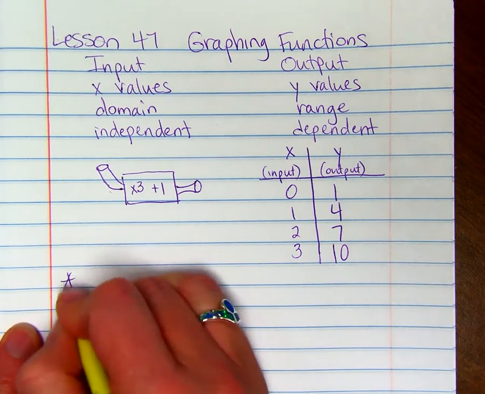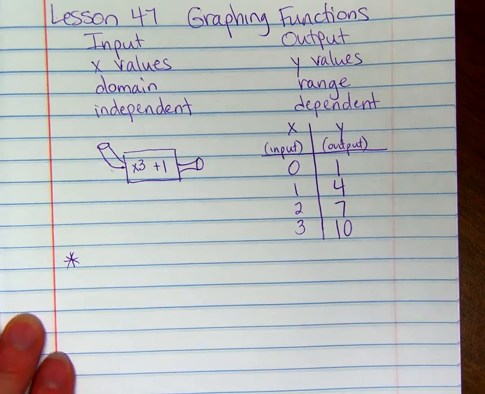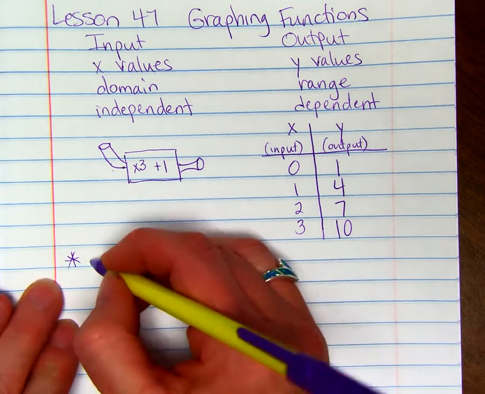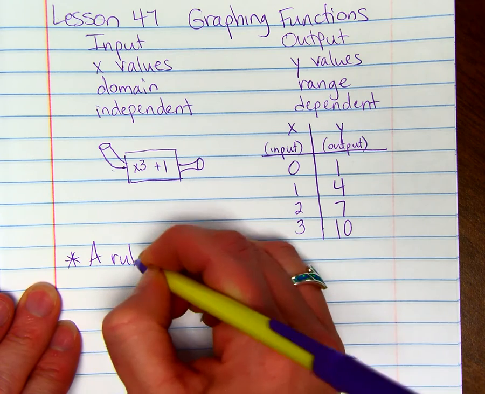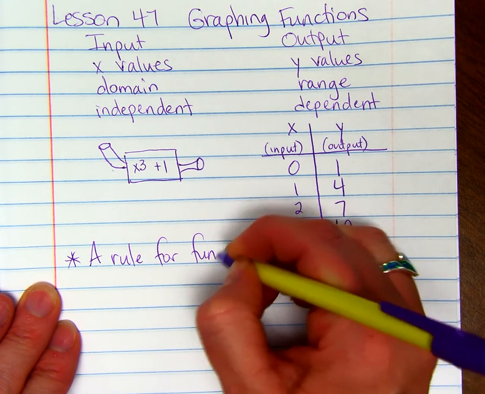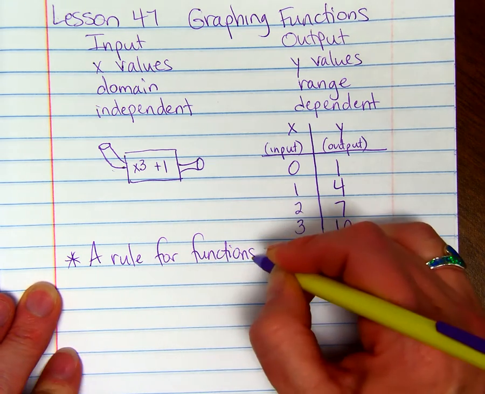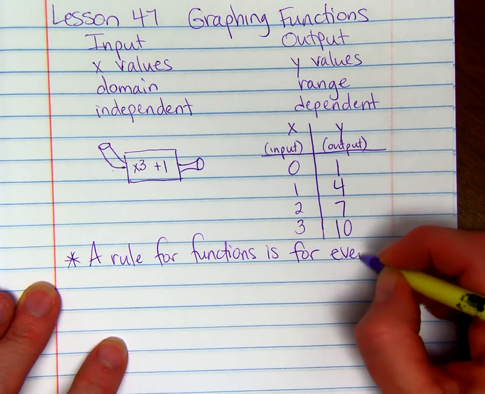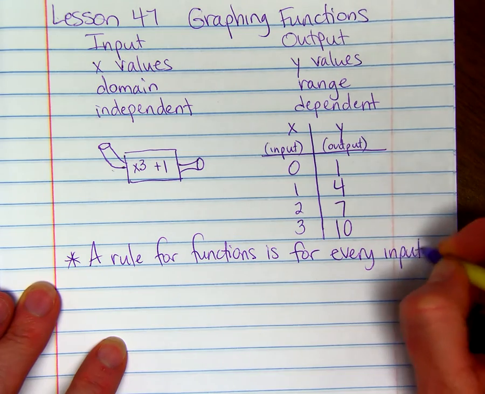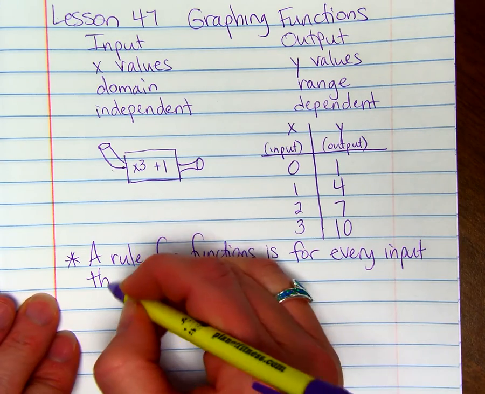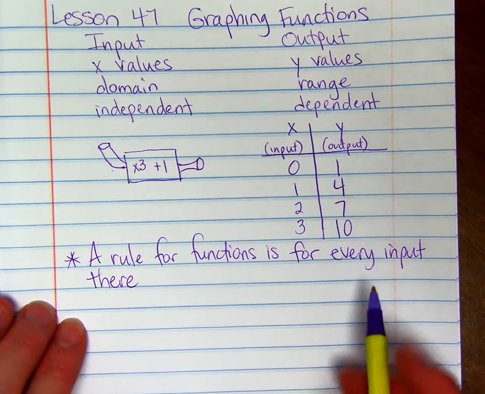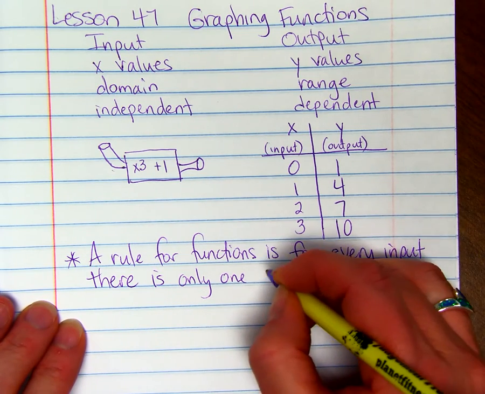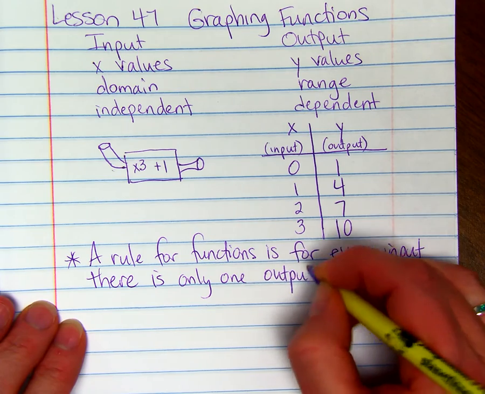So the rule for functions is that for every input, there is only one output. If you remember, we can do the vertical line test to see if it's a function when we look just right at the graph. So for every input, there is only one output, exactly one.